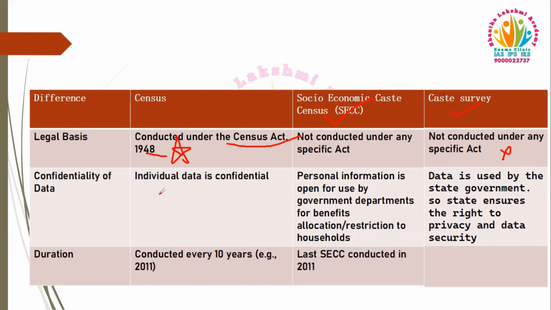Coming to confidentiality of the data, the individual data is kept confidential under the census, whereas in the socio-economic caste census, the personal information is opened for use by the government departments for benefits allocation to the households. Whereas in the caste survey, the data will be used by the state government to bring out welfare schemes to the beneficiaries. And the census was conducted every 10 years.